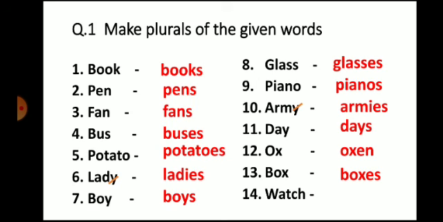Now, number 14, watch. Yes, CH is there at the end. So we will follow rule 2 and we add ES to it, and it becomes one watch, many watches.